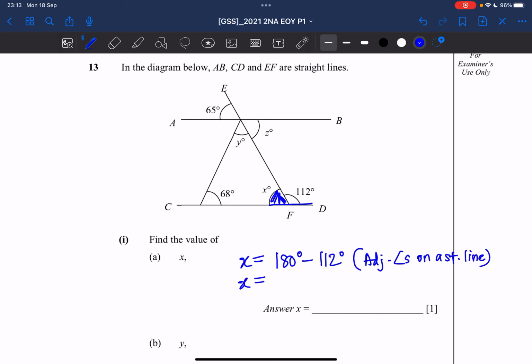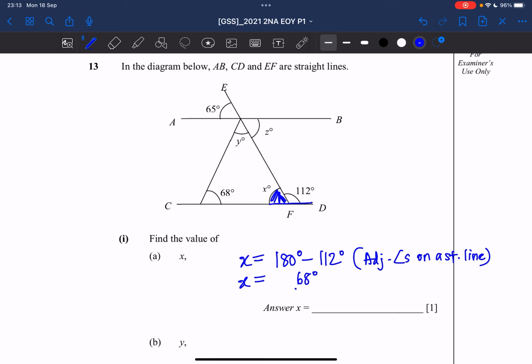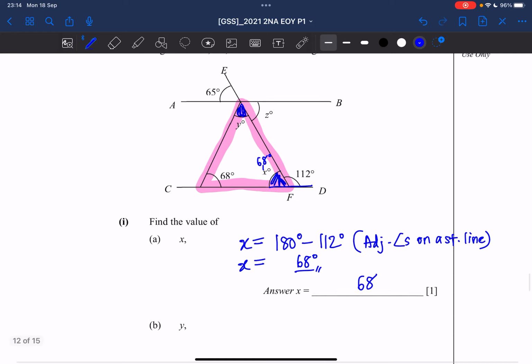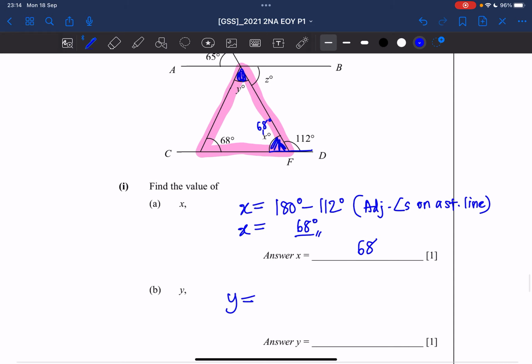So what is our answer for x? Our answer is 68 degrees. Then for y, our y is here. You notice that our y is in this triangle, and previously we have found that our x is 68. So we can find our y by taking 180, which is the sum of angles in a triangle, minus 68 minus 68. And our answer is actually 44.